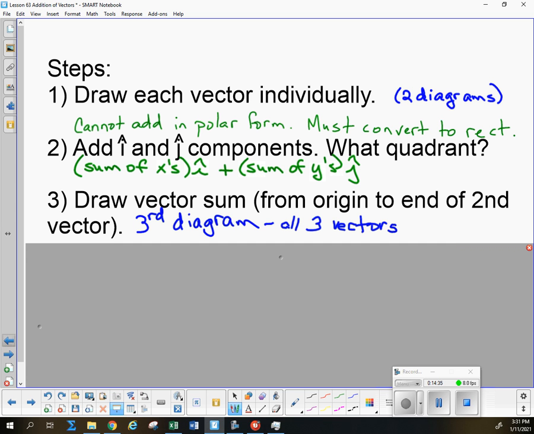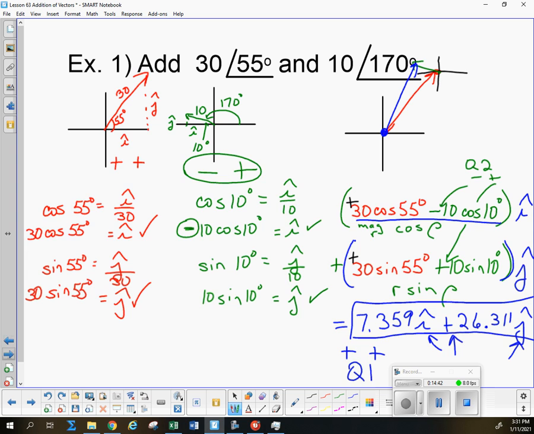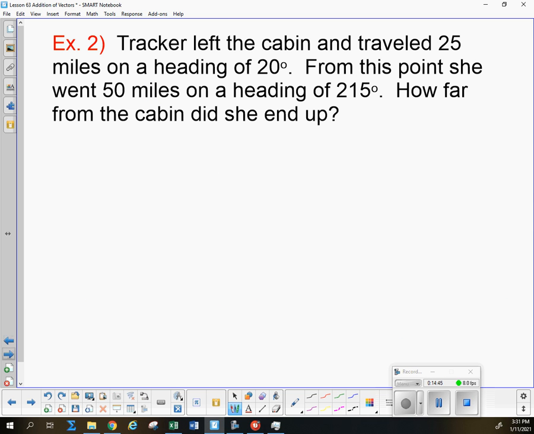So let's try another example just to help this make a little bit more sense to us and get a little bit more practice in. Okay, so Tracker left the cabin and traveled 25 miles on a heading of 20 degrees. So 20 degrees, that's first quadrant. It's not very high up there. And so let's say that's about 25 miles, and here's my 20 degrees, so I've labeled that on here.